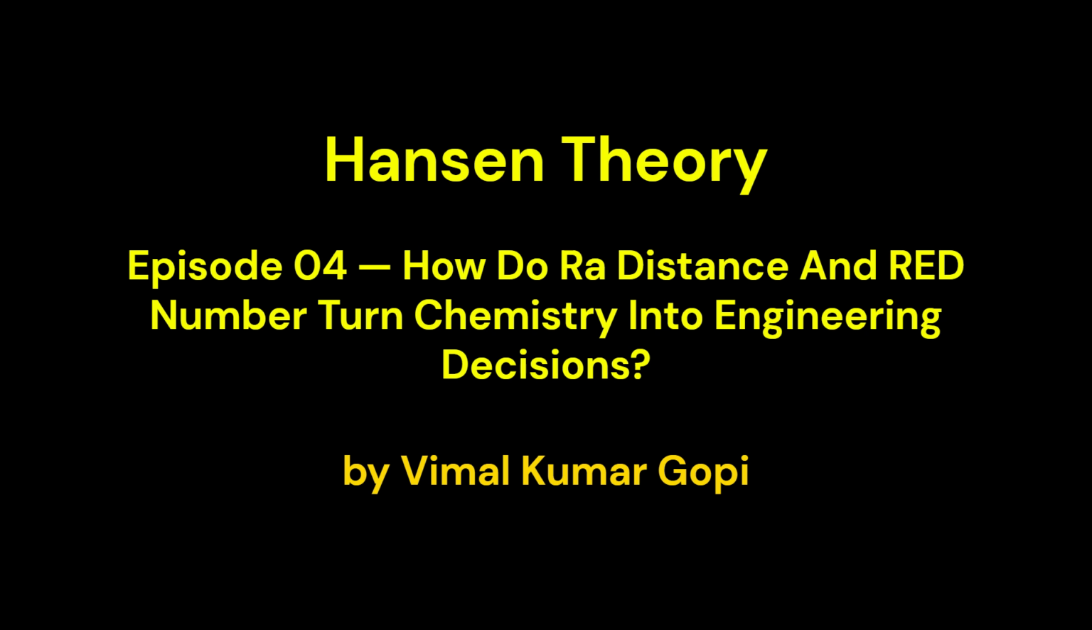Hansen theory introduces a simple but powerful concept. If two materials are close together in Hansen space, they are more likely to be compatible. If they are far apart, they are more likely to fail. RA is the mathematical representation of this separation. RA is not just a formula. It is a measurement of interaction mismatch. It tells you how far the solvent's force profile is from the polymer's force profile.